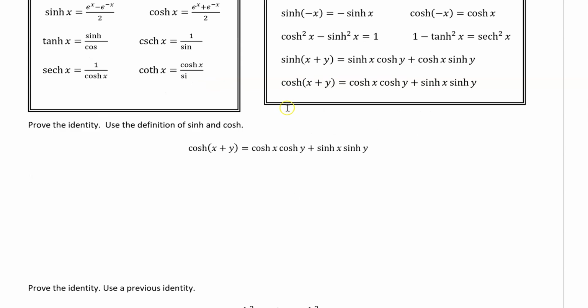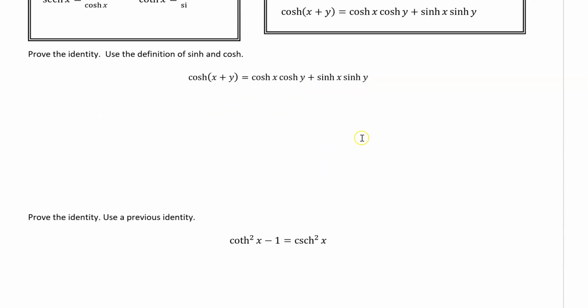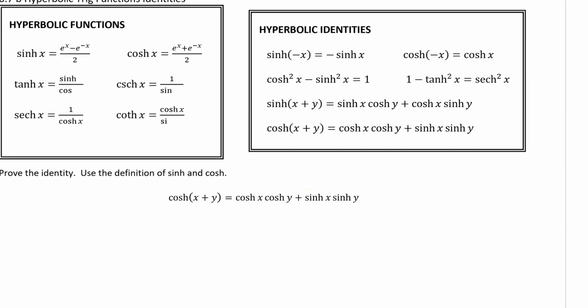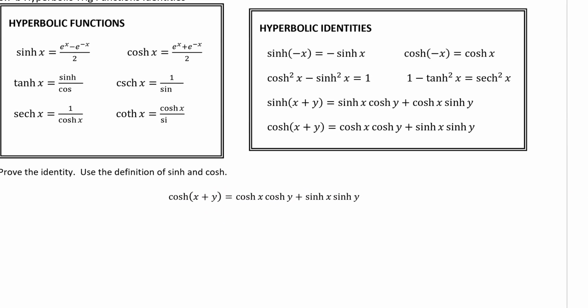So I'm going to show you 3 different ways that we can do proving identities. The first one is we're going to actually prove one of the identities that we can use. So we're going to prove that the hyperbolic cosine of x plus y is this. And how we do it is we're going to take this side and plug it in here. And that's the side I'm going to do because this one's a lot more complicated than this one. So we always start with the more complicated to make it look like the less complicated.